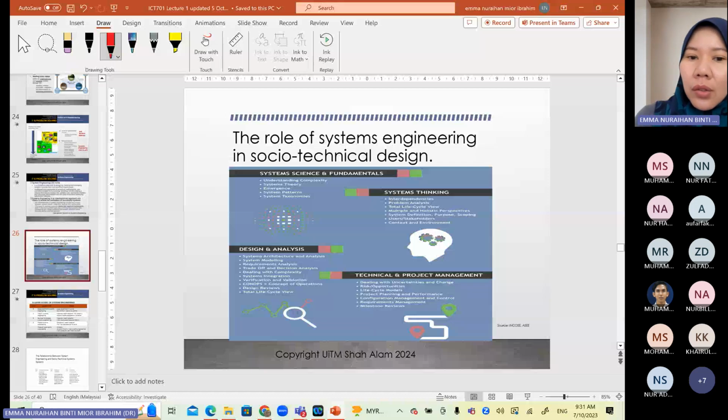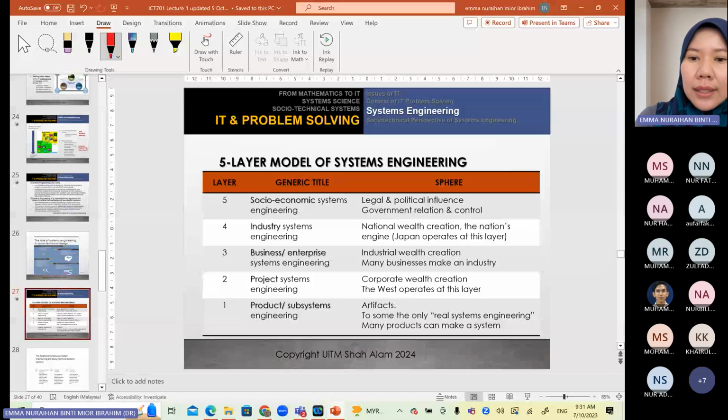Level layer. So this is one example of how system engineering is applied. Product subsystem engineering: some organizations focus on this, which means design of artifacts, making products, manufacturing, production. Project system engineering, corporate wealth creation, consultants. So the West operates at this layer.